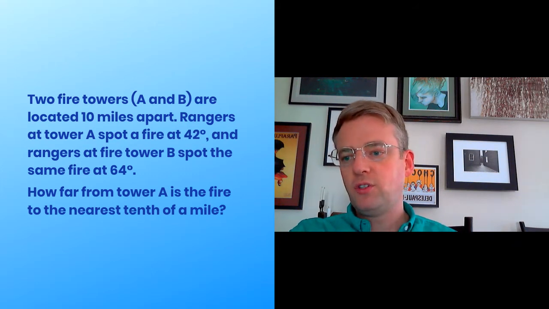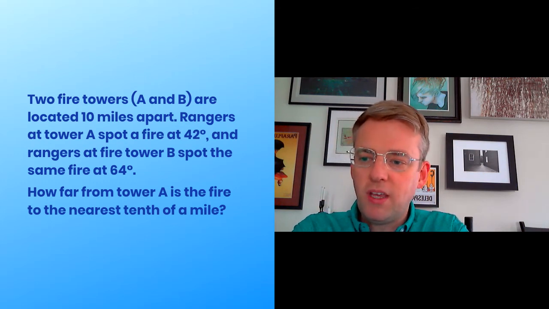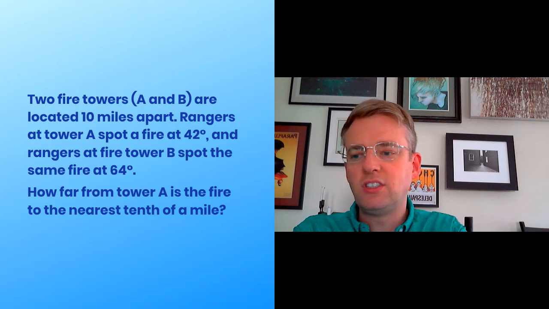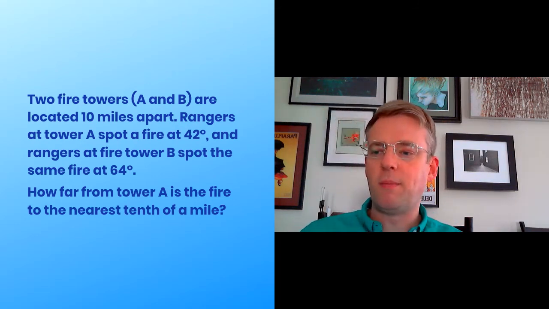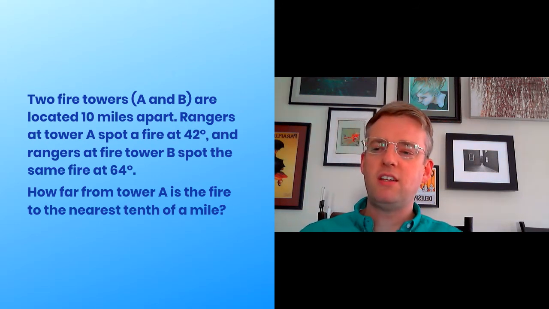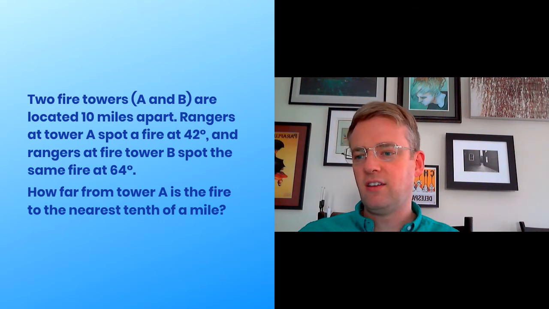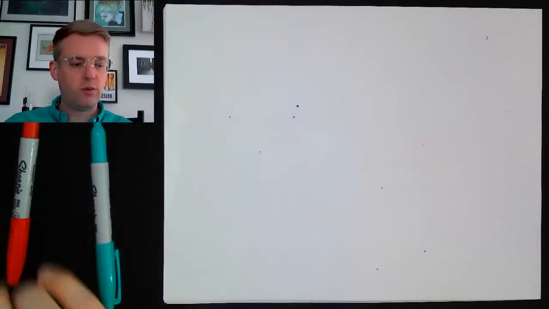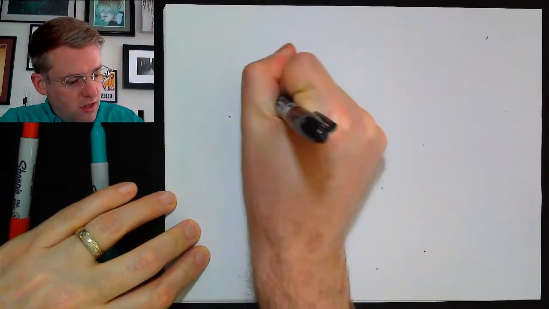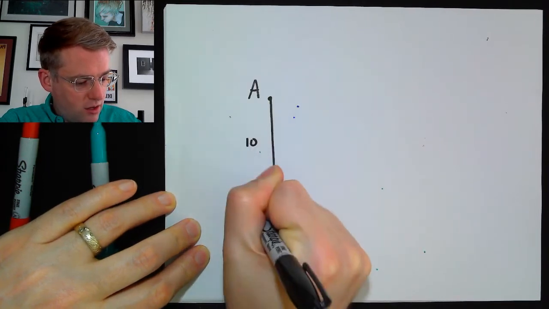So two fire towers, A and B, are located 10 miles apart. Rangers at Tower A spot a fire at 42 degrees, and rangers at Fire Tower B spot the same fire at 64 degrees. How far from Tower A is the fire to the nearest tenth of a mile? So we've got points A and B 10 miles apart, and we have an angle at A of 42 degrees, an angle at B of 64 degrees. So A, 10 miles, B.